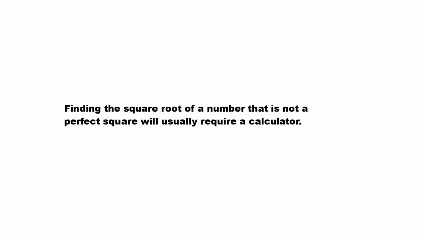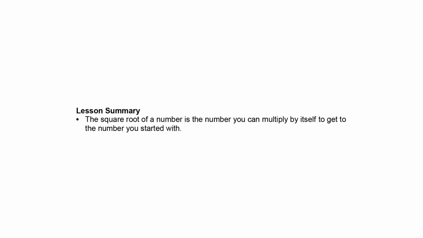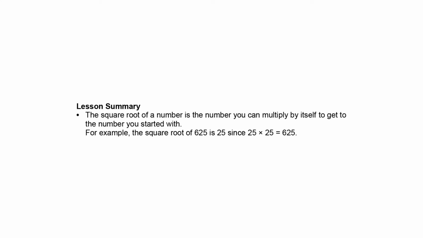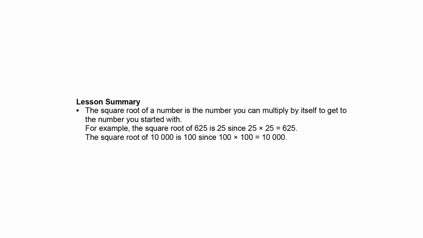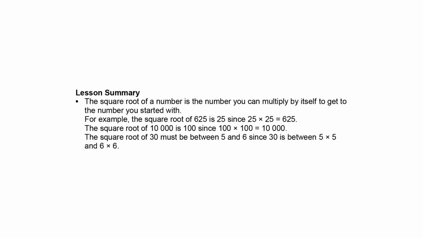Finding the square root of a number that is not a perfect square will usually require you to use a calculator. Lesson summary. The square root of a number is the number that you can multiply by itself to get the number you started with. For example, the square root of 625 is 25, since 25 times 25 equals 625. The square root of 10,000 is 100, since 100 times 100 equals 10,000. The square root of 30 must be between 5 and 6, since 30 is between 5 times 5 and 6 times 6.